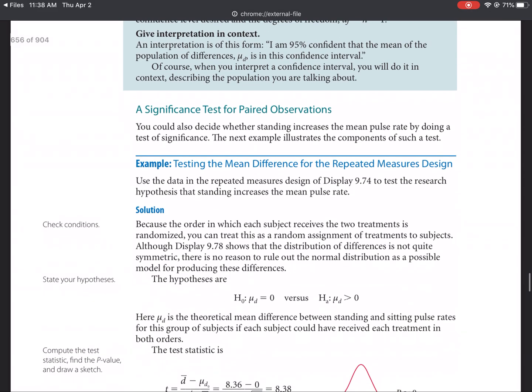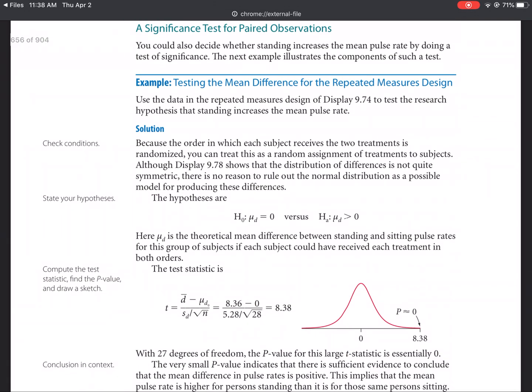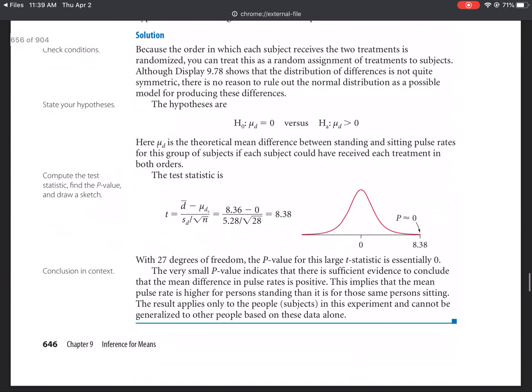Okay, so now what happens if you want to run a significance test? When you want to run a significance test, you're still going to start off by one, checking the conditions, and two, stating your hypotheses. The null hypothesis is almost always just going to be written as mu sub d equals 0. Now, I notice that they put the versus mu sub d greater than 0, but realistically here, that could be a not equal to or a less than. They're being very specific to this problem, okay? So the null hypothesis, mu sub d equals 0. The alternative hypothesis, either not equal to, greater than, or less than.